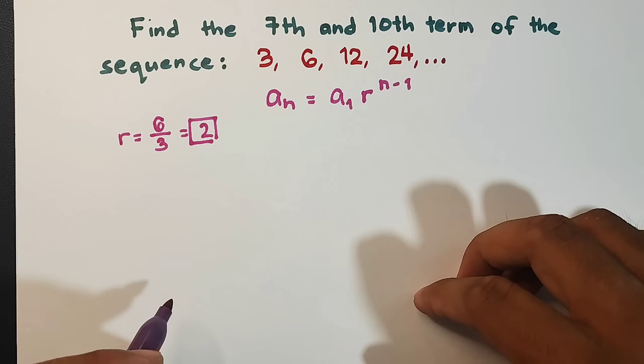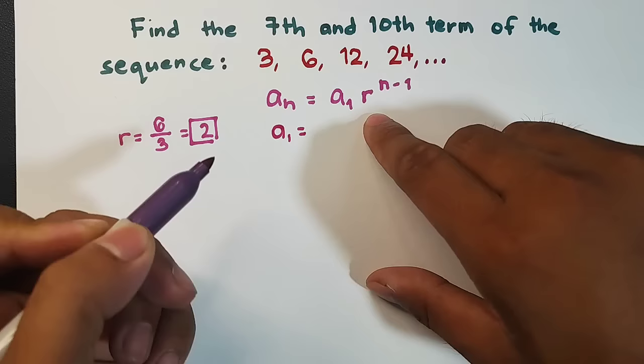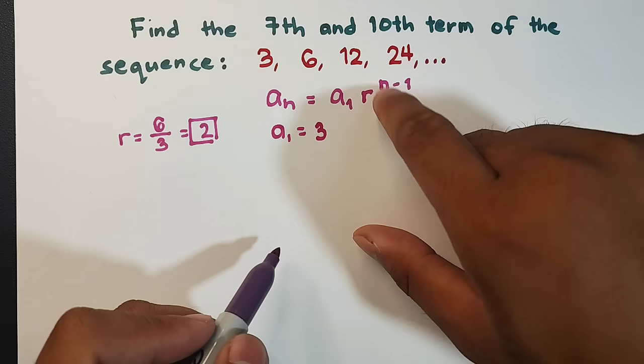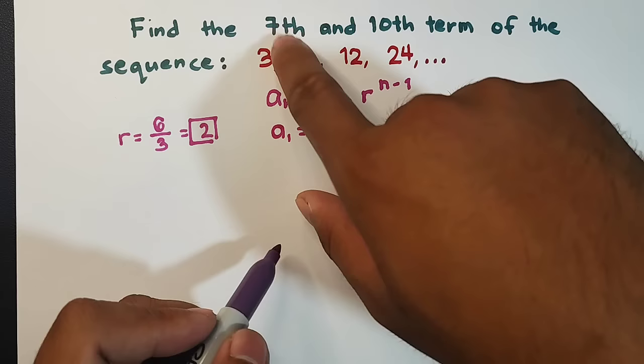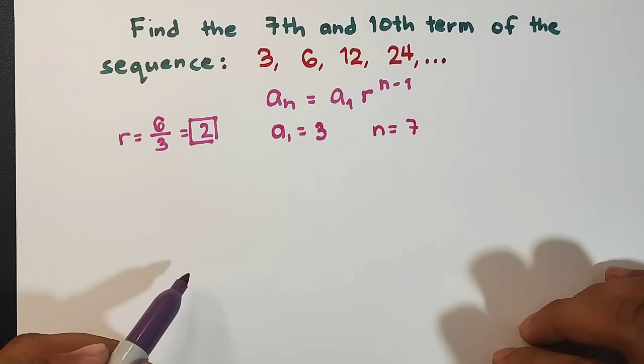Since we are done with letter r, let's go with a sub 1. Your a sub 1, as I have mentioned earlier, that is the first term. In this case, your a sub 1 is equal to 3. Your n, it depends kung anong term ang gusto mong hanapin. Since here, pinapahanap sa atin ang 7th term, your n is equal to 7. So now, we are ready to use this formula.